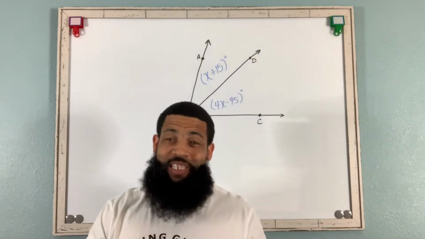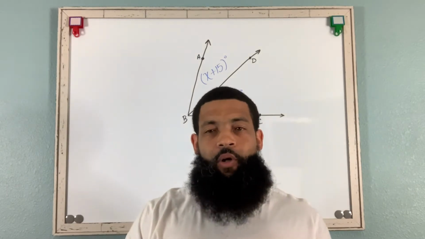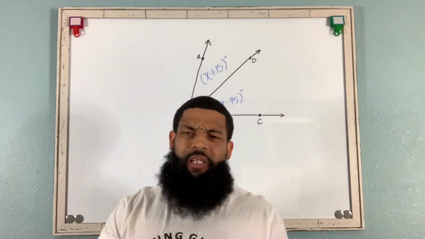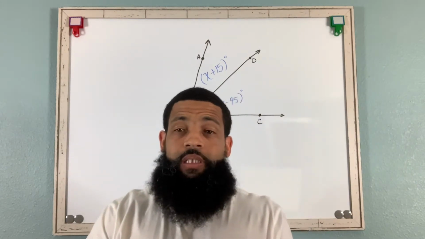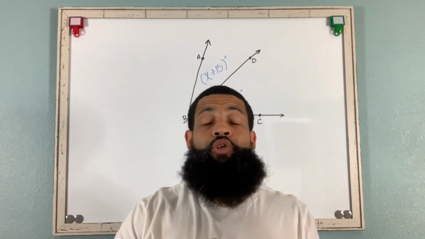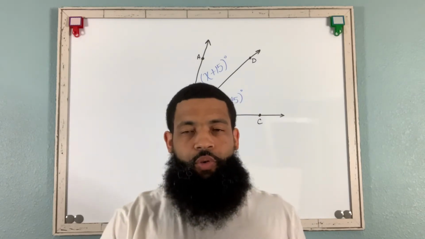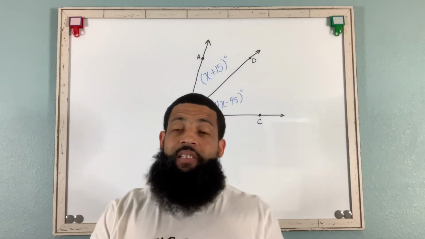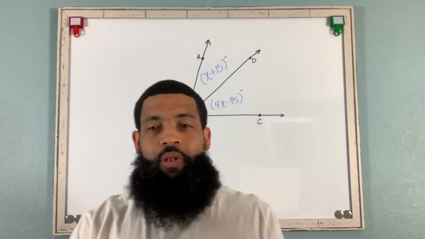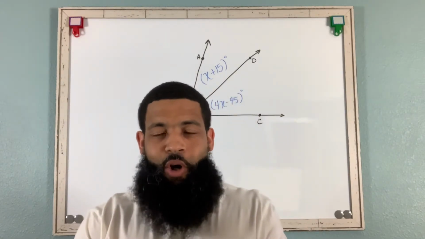In this video, I'm going to be talking about angle bisectors. Now, what is an angle bisector, you may say? It's a ray that divides an angle into two adjacent angles that are also congruent. Once again, an angle bisector is a ray that divides any angle into two adjacent angles that are also congruent.